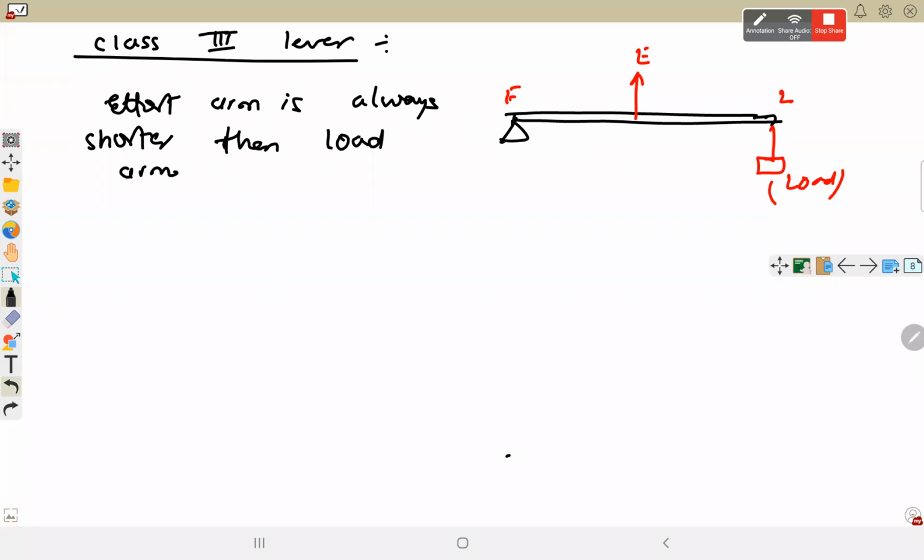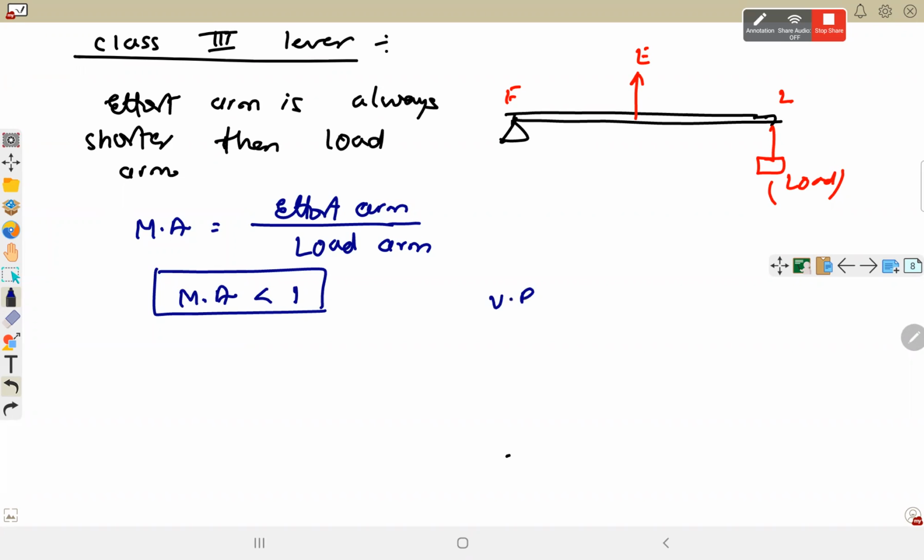So what will be its mechanical advantage? Yes, what will be mechanical advantage in this case? Sir, it will always be less than 1. Effort arm to load arm, and it will always be less than 1. So for class 3 lever, mechanical advantage is less than 1. So if we have to do the bigger task, if we have the bigger load to overcome, then class 3 lever is not suitable. Right? Velocity ratio is less than 1.